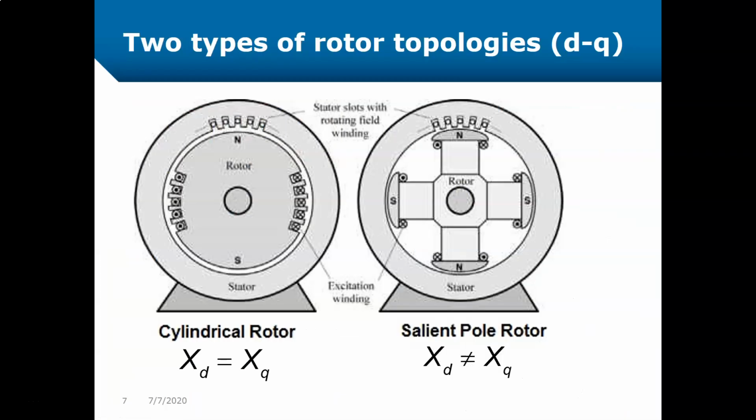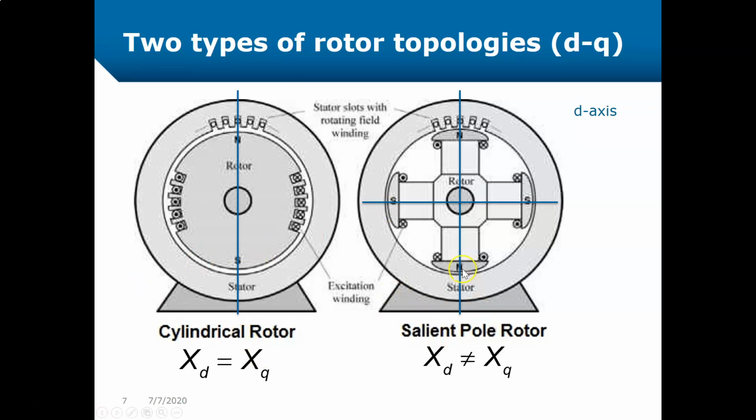There are two types of rotor topologies I already mentioned, and we use the so-called DQ transformation to look at how it can be modeled. We'll come back to that. The cylindrical rotor has a D-axis and a Q-axis. The D is the direct axis and the Q is the quadrature axis. So they are 90 degrees displaced from each other.